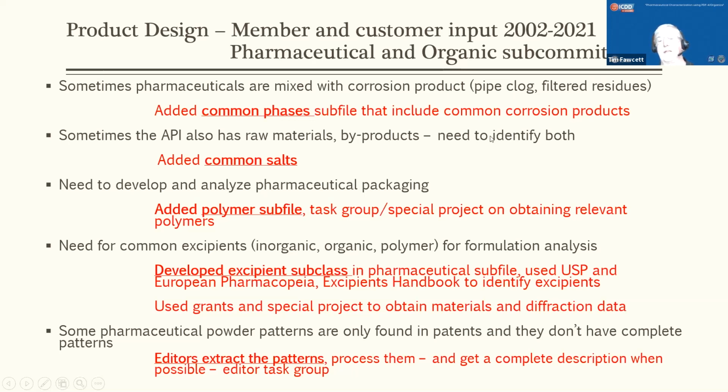And these were primarily inorganics and metals and metal oxides. We added all the common salts because when they're looking at raw materials, they could have salt as a byproduct. So we wanted to distinguish the salts and the API.